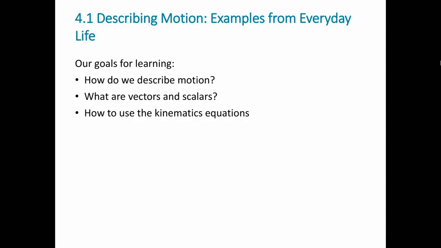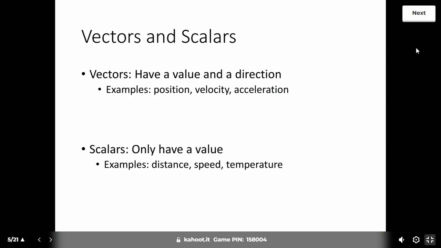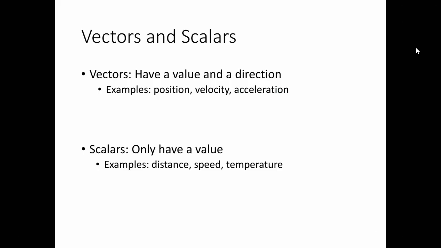There are some vocab words that we'll need, talking about vectors and scalars, and then we'll introduce some equations and show how to use those equations to, for example, calculate where something is going to be at some time in the future, given some initial conditions. Okay, so here are the first two vocab words that we're going to need when we're talking about physics.